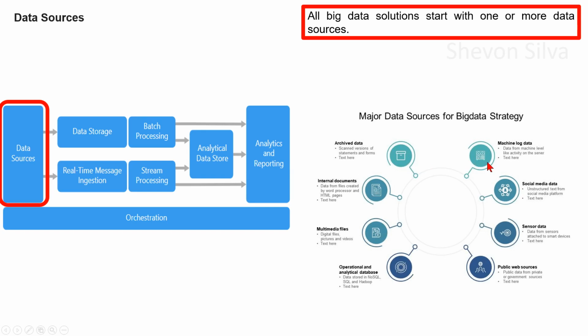Machine log data, data from machine level like activity on the server. Social media data, unstructured text from social media platform. Sensor data, data from sensors attached to smart devices. Public web sources, public data from private or government sources.